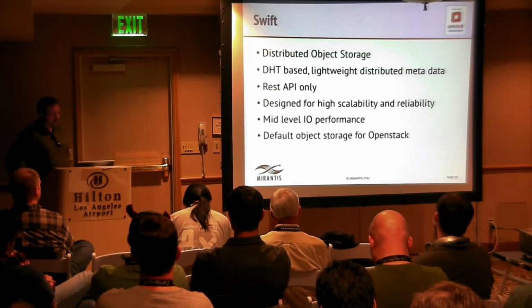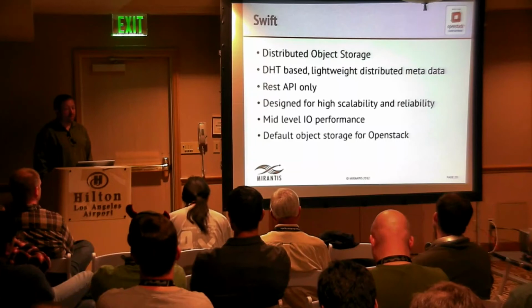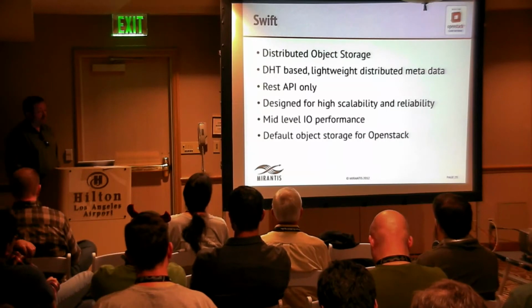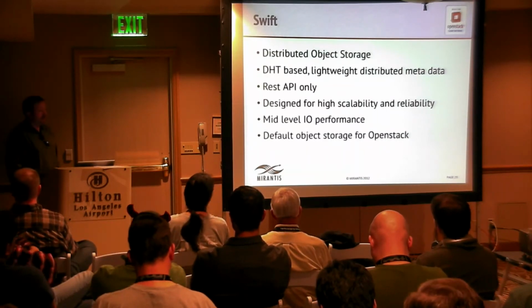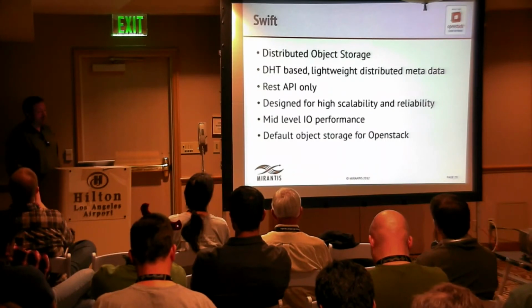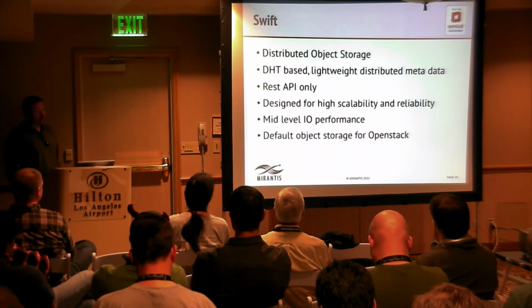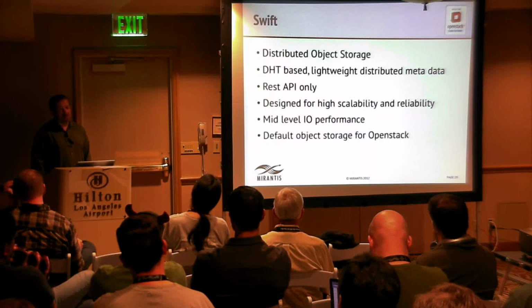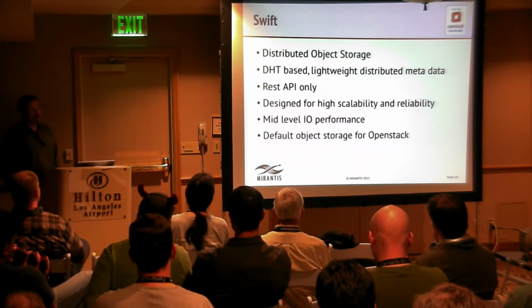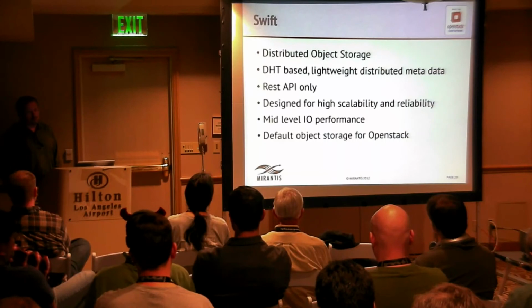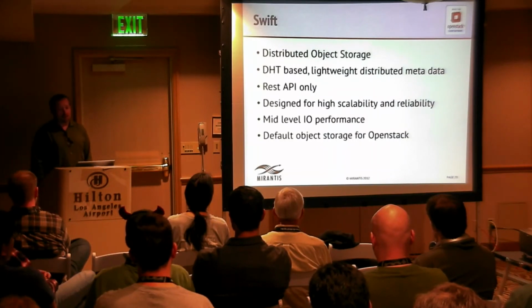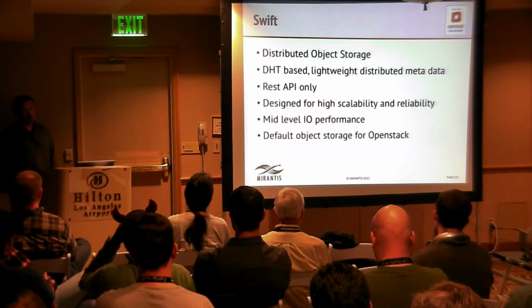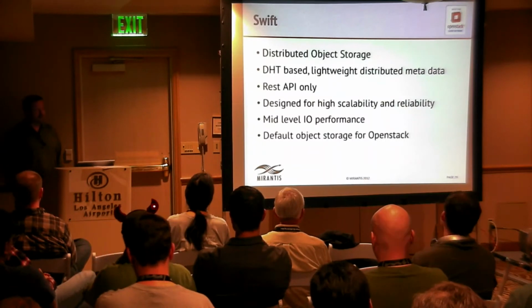Okay, Swift. Like I mentioned before, this is the default object store. It's a DHT, and it has REST API access only. There are no other gateways available. Its core design is simplicity, scalability, and reliability. The performance: mid-level is being generous. Swift is not designed for high-performance object stores. Proxy servers will become your bottlenecks. If you want to scale out your proxy servers, then your costs go up. So the good news is it's very easy to deploy, and it scales pretty much without limits.